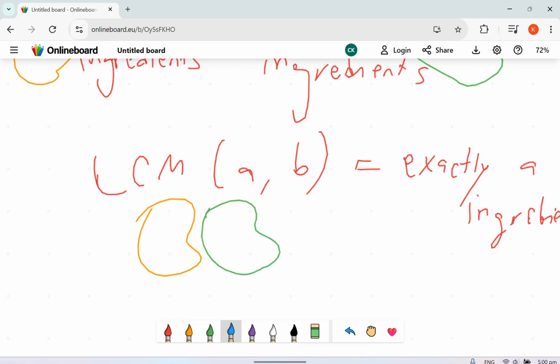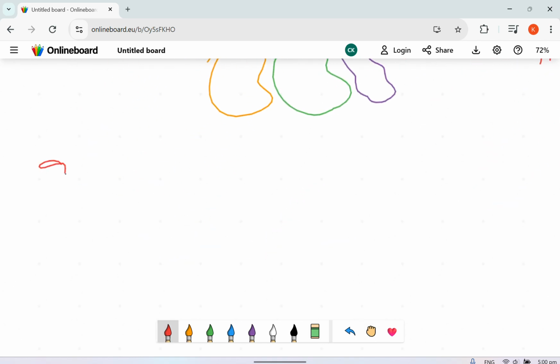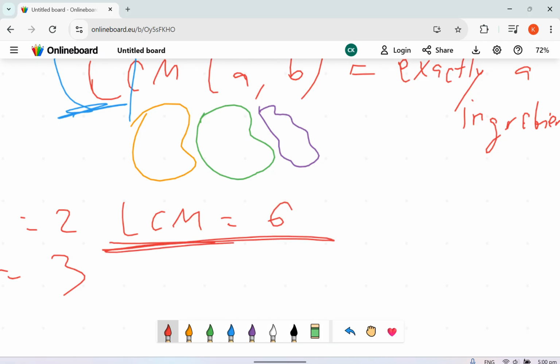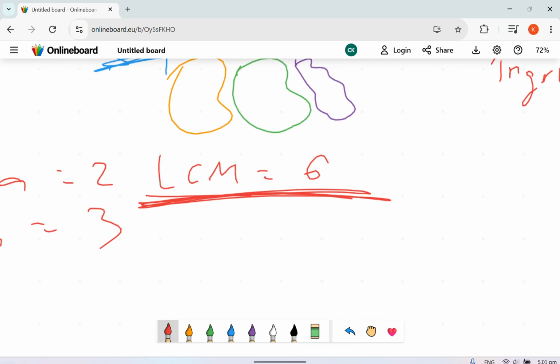Now, we can't just have any common multiple. It must be the lowest common multiple. Because if I add in other stuff, we may accidentally introduce some unwanted things. For example, A equals 2, B equals 3, right? Now, the LCM, we know it's 6. But we definitely can only use LCM. We cannot use a random common multiple. Let's say I use 12. Yes, 12 is a common multiple of 2 and 3, but it's not the lowest.